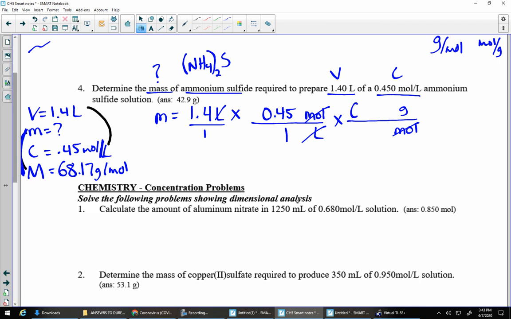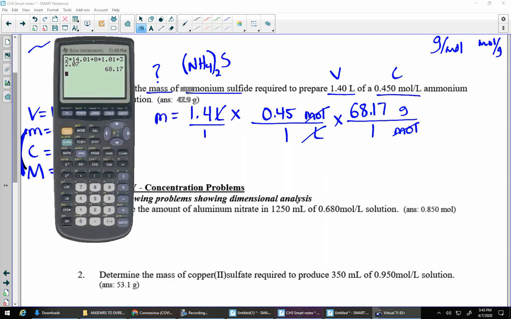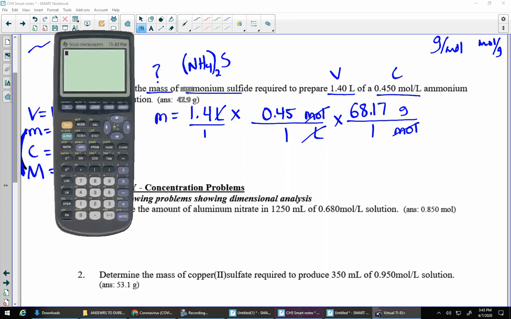So let's see. It was 68.17 grams for every 1 mole. Fantastic. I think all we have to do now is plug some numbers in. So let's just put this off to the side over here. It is 1.4 liters times 0.45 moles per liter times 68.17 grams for every 1 mole. Nice. And that works out to be 42.9471 grams.